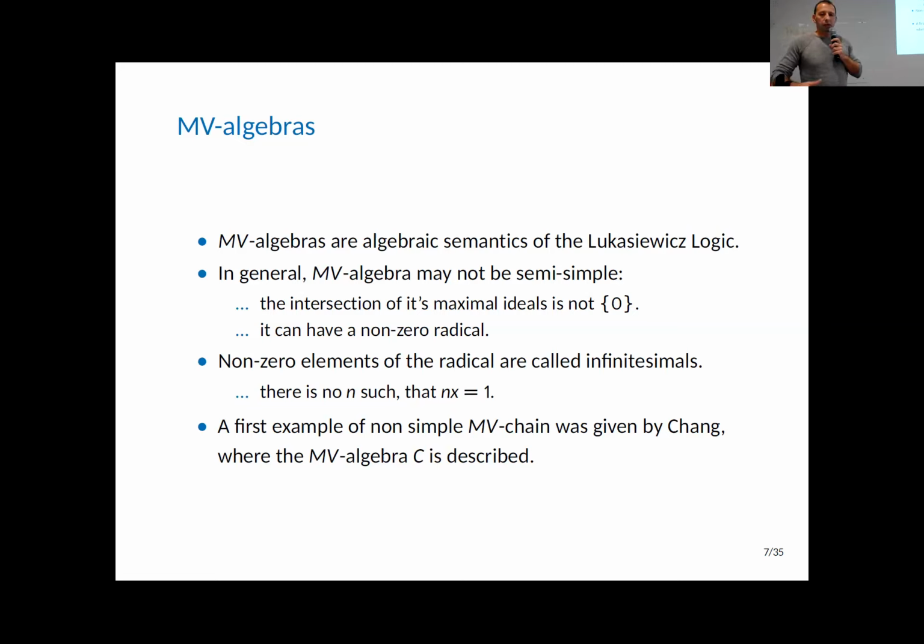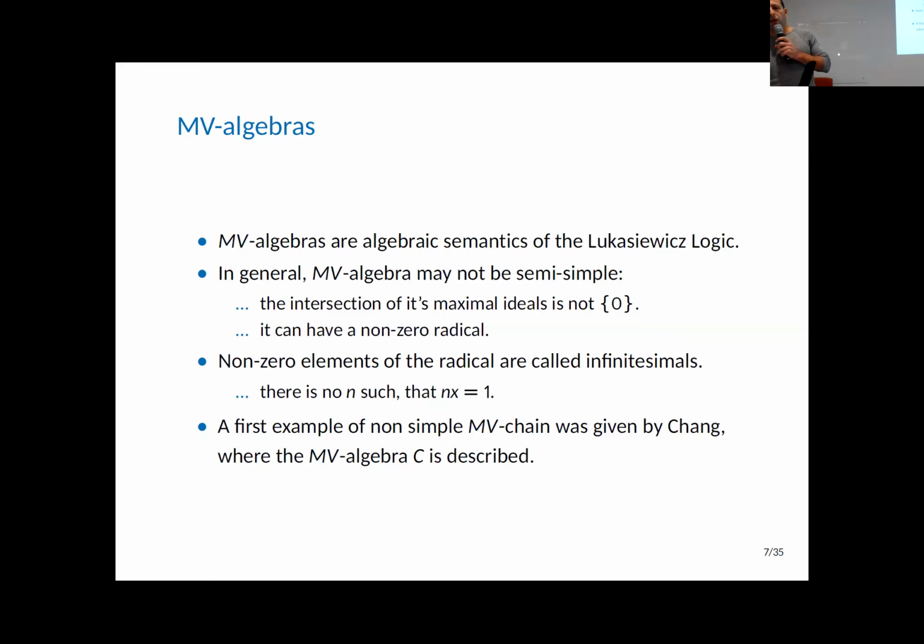Not semi-simple means just that it has a non-zero radical, so the intersection of all of its maximal ideals is not zero. And exactly those elements that are contained in the radical are called infinitesimals. These infinitesimals are such elements that no matter how many times we add them to each other, we cannot get to one.